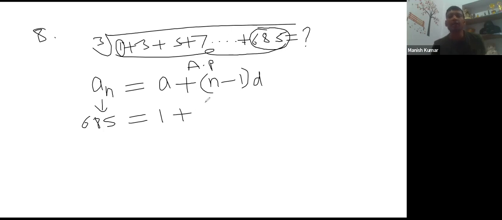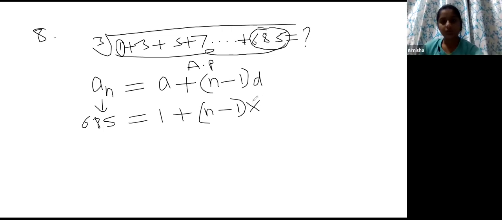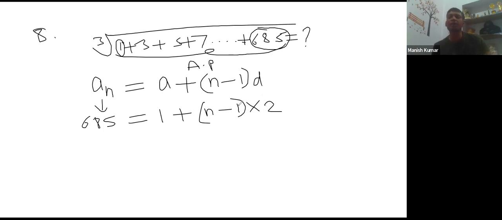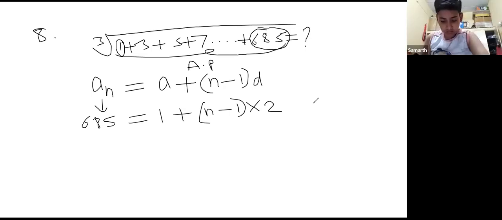Plus n, we don't know, so let us leave it that way only, into d. What is d? d was the common difference, which is 2 here. So now tell me what will be the value of n from this equation? Try to solve, everyone. Tell me what will be the value of n? Sir, 7.